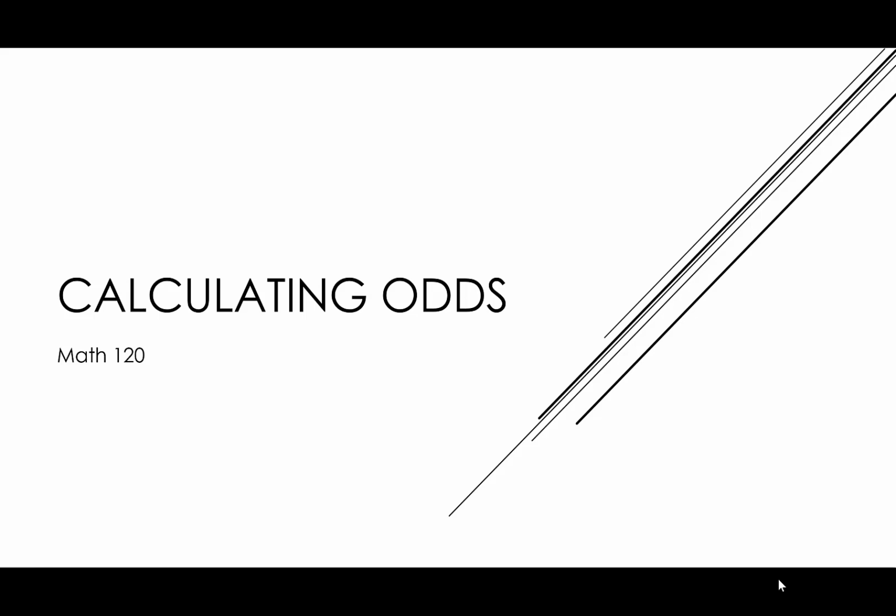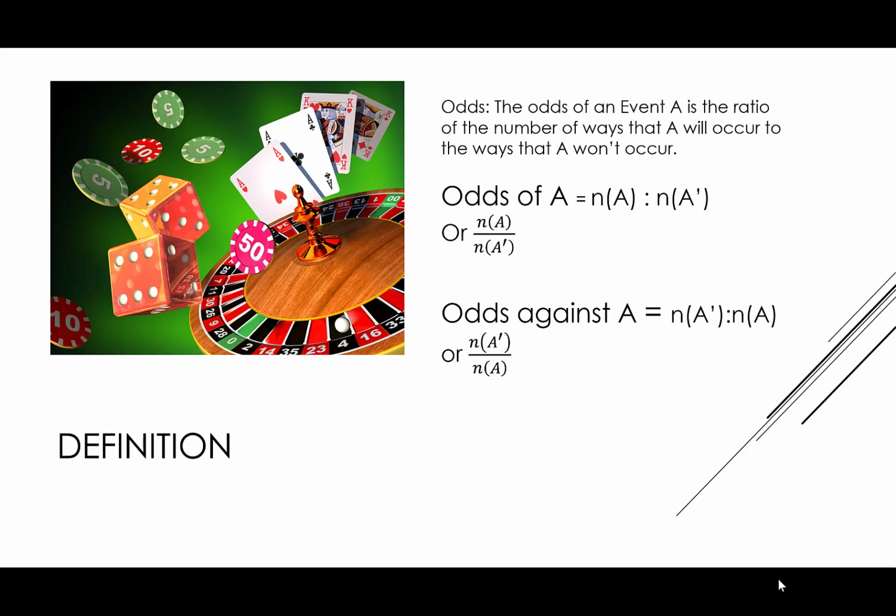Hi everybody, today we're going to take a really quick look at calculating odds. This is not going to be an in-depth lecture, just a really short connection between probability and odds. Our definition is that the odds of an event A is the ratio of the number of ways that A will occur to the number of ways A won't occur.